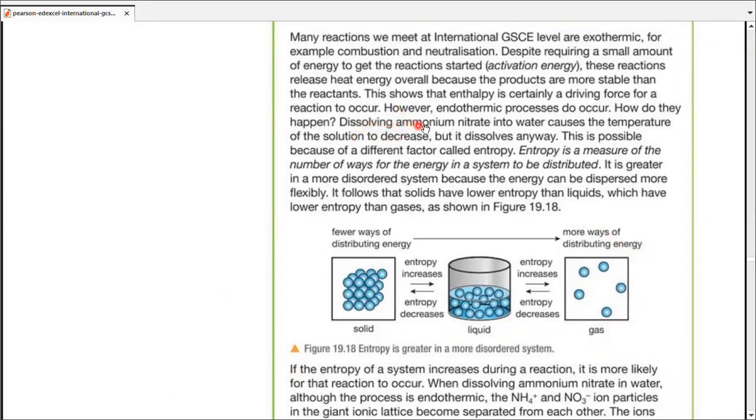We have dissolved ammonium nitrate in water, which causes the temperature of the solution to decrease, but it dissolves anyway. This is possible because of a different factor, entropy. Entropy is actually the measure of the number of ways for the energy in a system to be distributed, to be divided. It is greater in a more disordered system because the energy can be dispersed more flexibly.